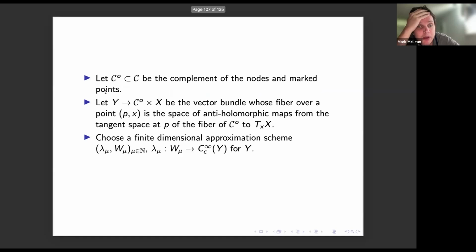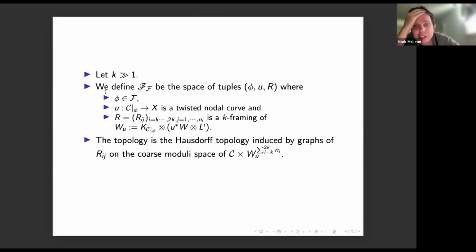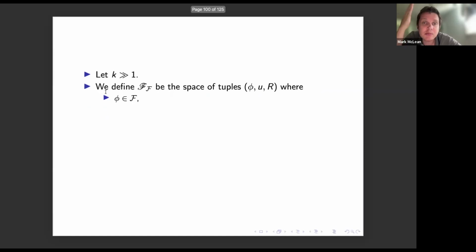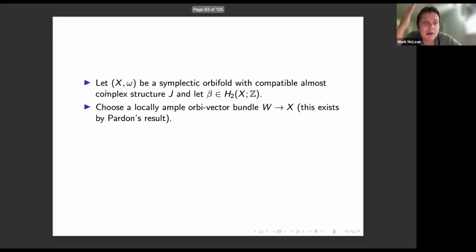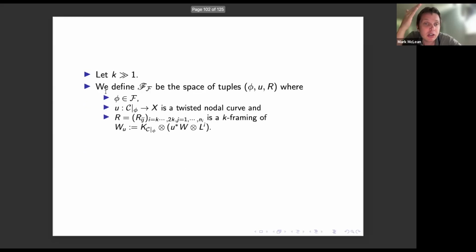There's one other problem with an orbifold, which is I really want the thickening of my global Kuranishi chart to be a manifold, and even if I do that, I don't quite get what I want. So I also need to choose a framing of this vector bundle as well, a framing in the sense of Ross-Thomas. What this does is it ensures my curve doesn't have any automorphisms in the orbifold sense, because I could have a curve mapping to, say, a point with non-trivial stabilizer, and that non-trivial stabilizer could give you automorphisms of the curve, so I need to fix that as well.